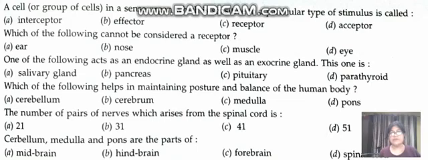Multiple choice questions on the chapter Control and Coordination of class 10. First question: a cell or group of cells in the sense organs which is sensitive to a particular type of stimulus. What is the name of the cells in the sense organs which are sensitive to any stimulus? The options are interceptor, effector, receptor and acceptor. Our answer is receptor.